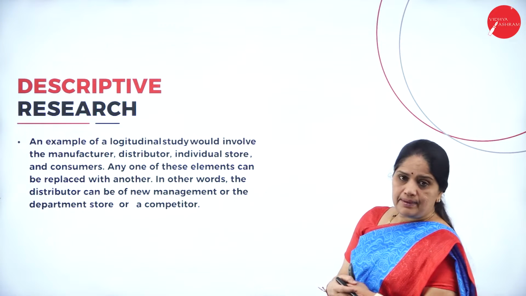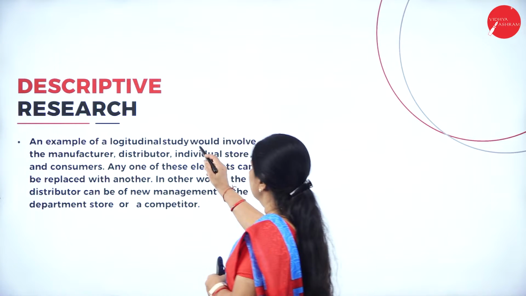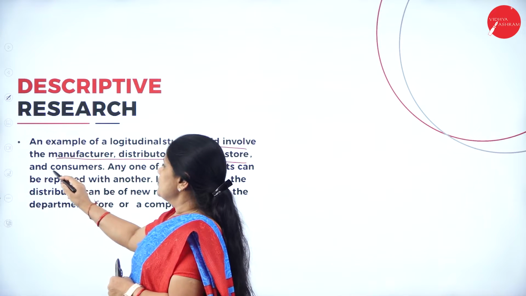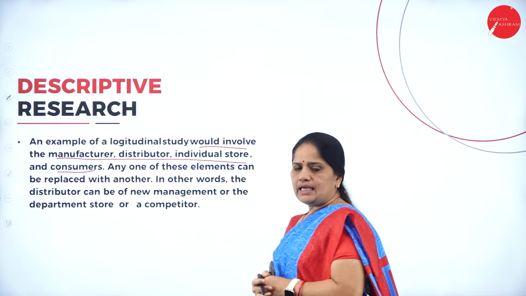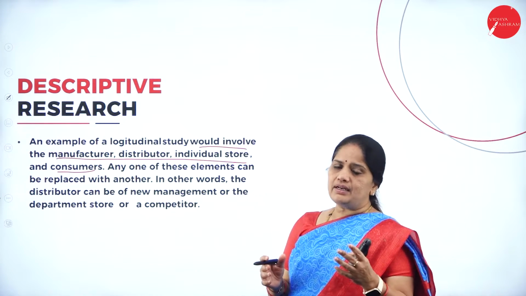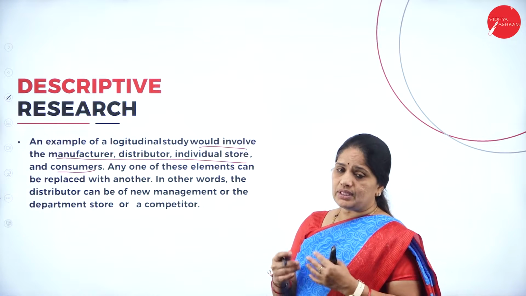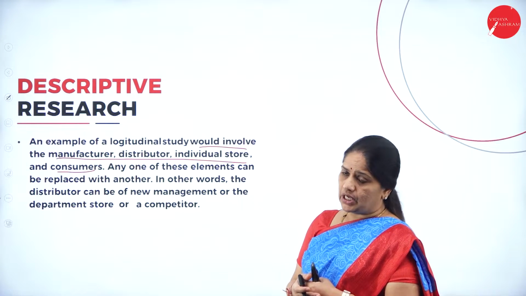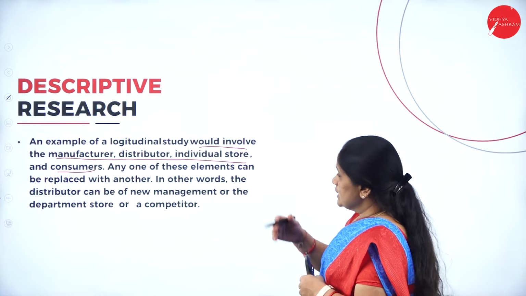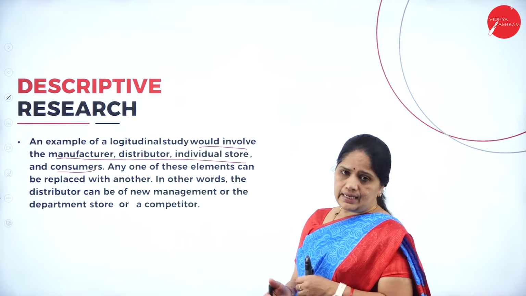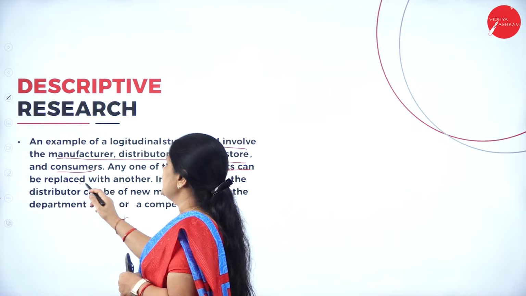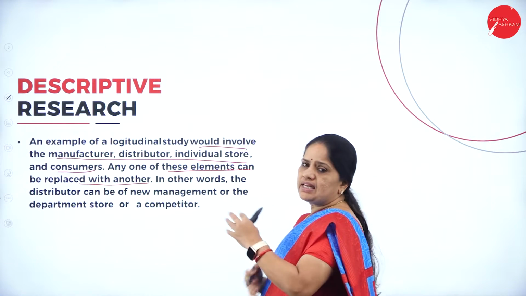Now, an example of longitudinal study would involve the manufacturer, distributor, individual store and consumer. So, in a panel, as I told you earlier, in a longitudinal study, there will be a fixed panel who will be able to give us information about that particular topic. In this, the panel will comprise the manufacturer, the distributor, the individual store and the consumers. So, any one of these elements can be replaced with another. You can replace any one of these elements.